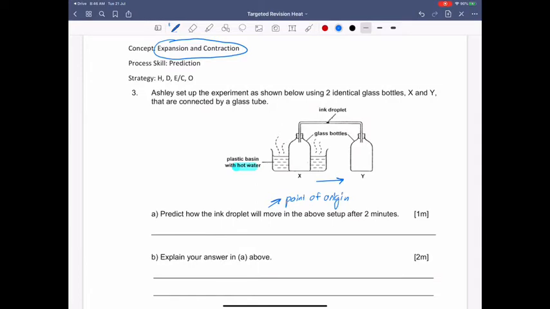So instead, look at it. If you think that it's going to move in a direction from left to right, is there a point of reference that you can say that's very clear? So in this case, I would say that your bottle Y is a very good point of reference. So I would say that the ink droplet would move towards bottle Y. And then it's very clear already, right? Because you have a point of reference.